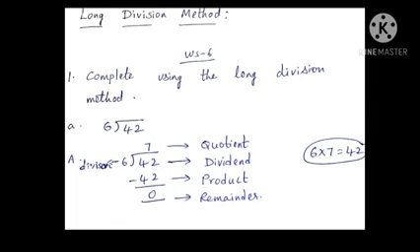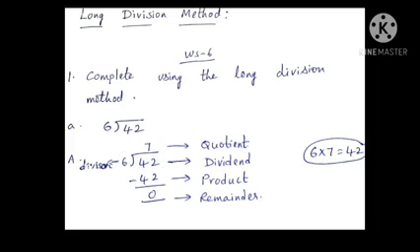Next, what should we do? We have to subtract it. 42 minus 42, if we subtract, how much will we get? We'll get 0. This 7 we will call a coefficient. This 42 is there, no? What is this 42? The number to be divided. So this number is called the dividend.